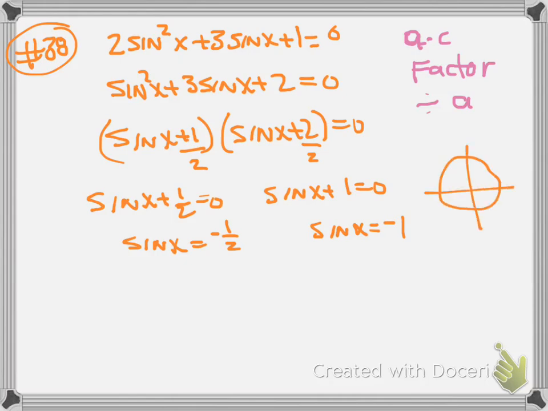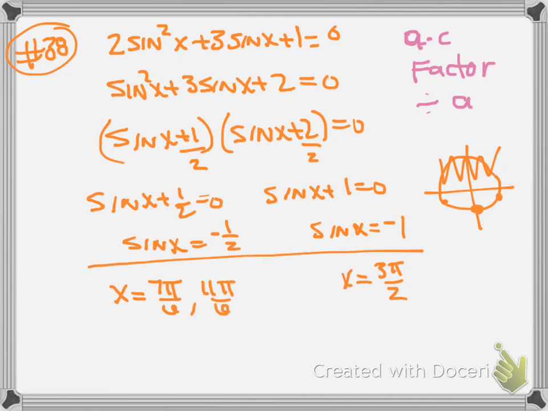Again, if we go to our unit circle, negative 1 is really easy. I get 3 pi over 2. And for the sine to be negative 1 half, I cannot use the top two quadrants. Sine's the short side. So it looks like I'm going to use 7 pi over 6 and 11 pi over 6. You would definitely, on your retake, have to factor a quadratic. So be ready for that.